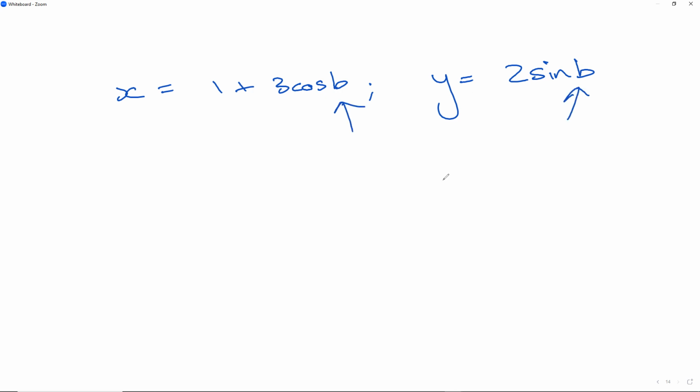Sometimes variables x and y are given as a function of a third variable. Suppose I have x equals 1 plus 3 cos b, and I am told that y is equal to 2 sine b. In this case, the third variable is my parameter, which is b.